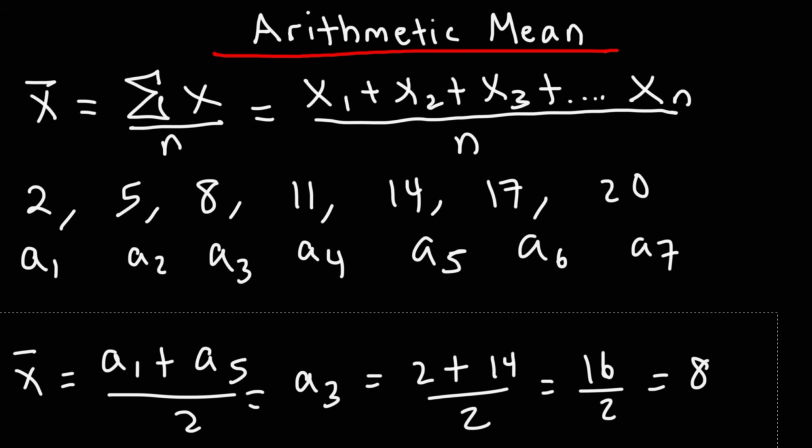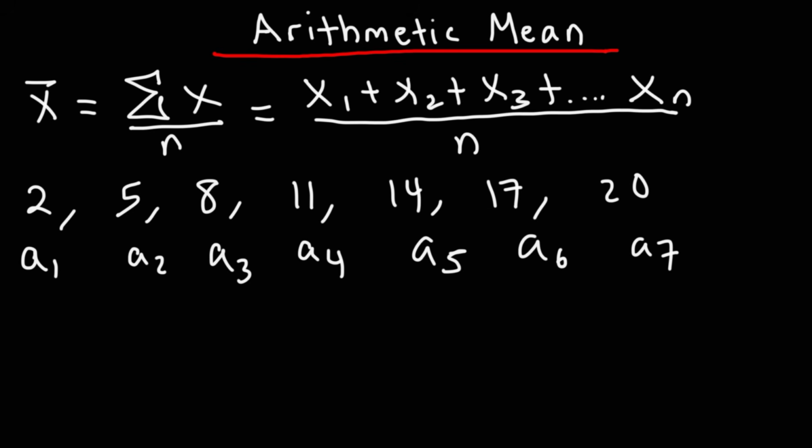I want you to understand this process and how the arithmetic mean relates to an arithmetic sequence. So if we want to find the arithmetic mean of the second term and the seventh term, we're going to get the term in the middle, which is going to be, actually let's do the third term and the seventh term. The term in the middle is going to be the fifth term. So we should get 14.